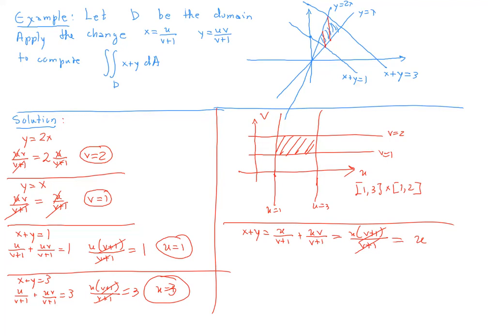And finally, let's work out the Jacobian. Okay, so what is the Jacobian? Let's write here the expressions so that we don't forget them. So x is u over v plus 1. y is uv over v plus 1. So the derivative of x with respect to u is 1 over v plus 1. The derivative with respect to v is minus u over (v plus 1) squared. U is treated as a constant here, so that should be pretty straightforward.